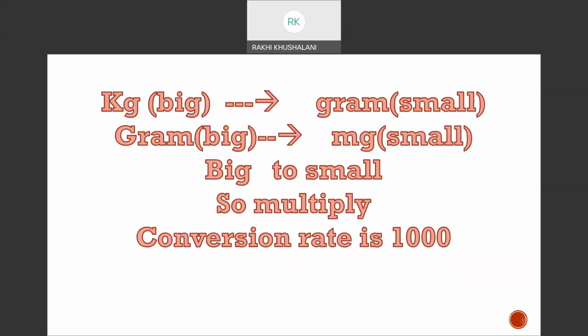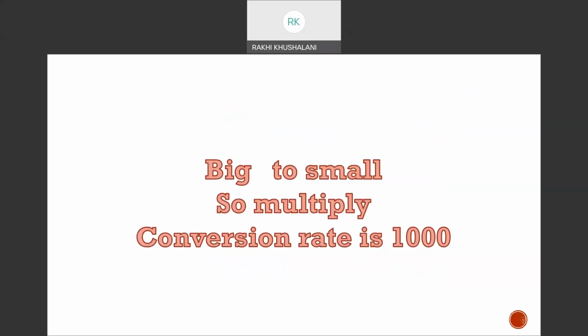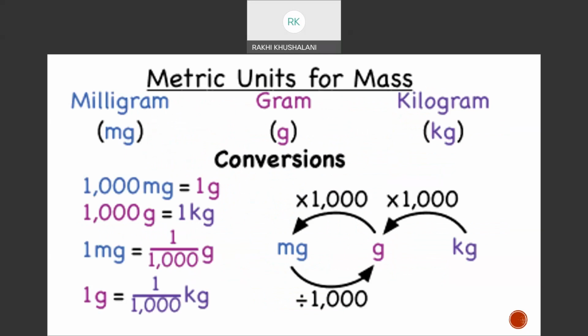So with this, children, I hope you all have understood. We'll just recapitulate in a minute that kg is the biggest unit and milligrams is the smallest unit, and grams in between the milligrams and kg. But the conversion rate for all three is 1000 because 1 kg is 1000 grams and 1 gram is 1000 milligrams. So when I convert to any of these units in sequence, of course, kg is biggest, then grams, then milligrams. The conversion rate is 1000.